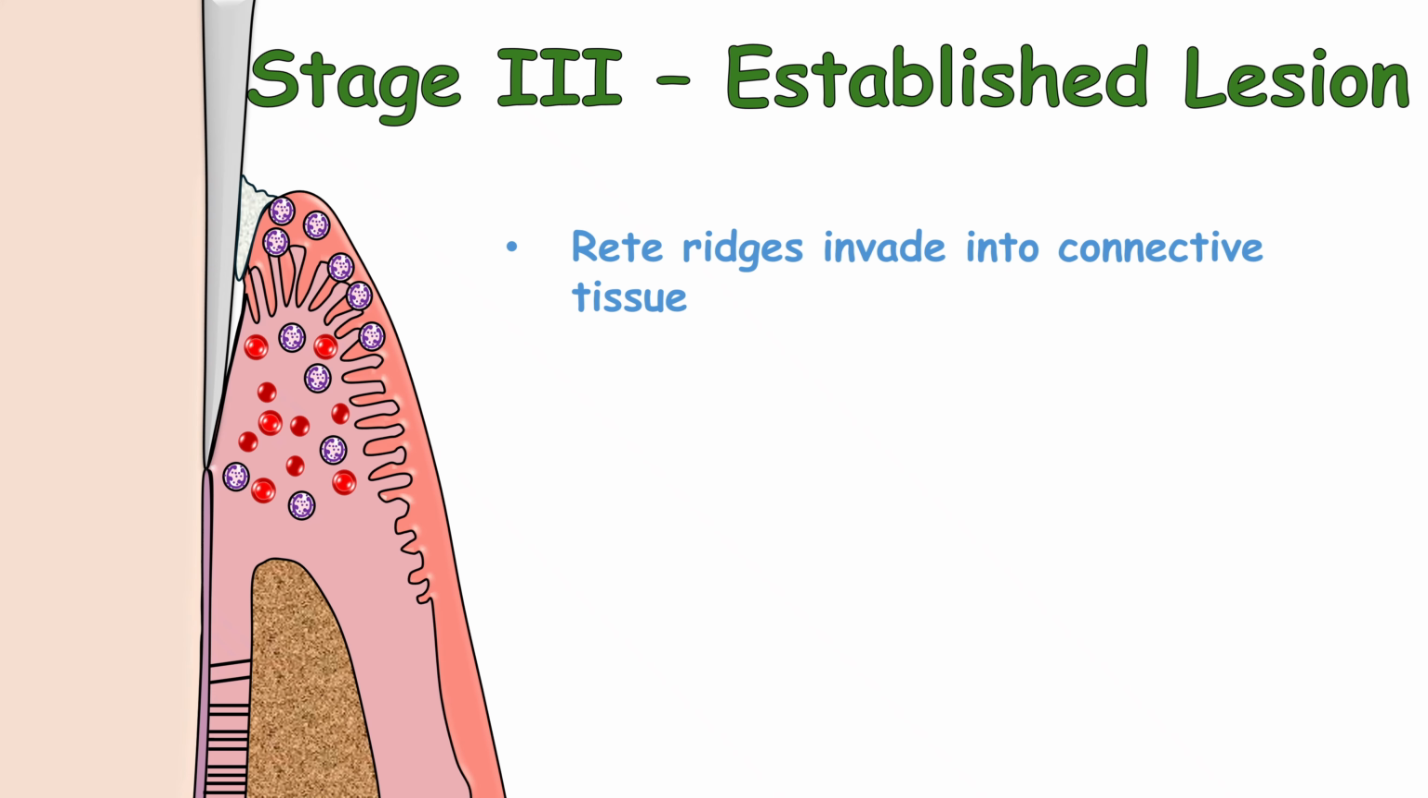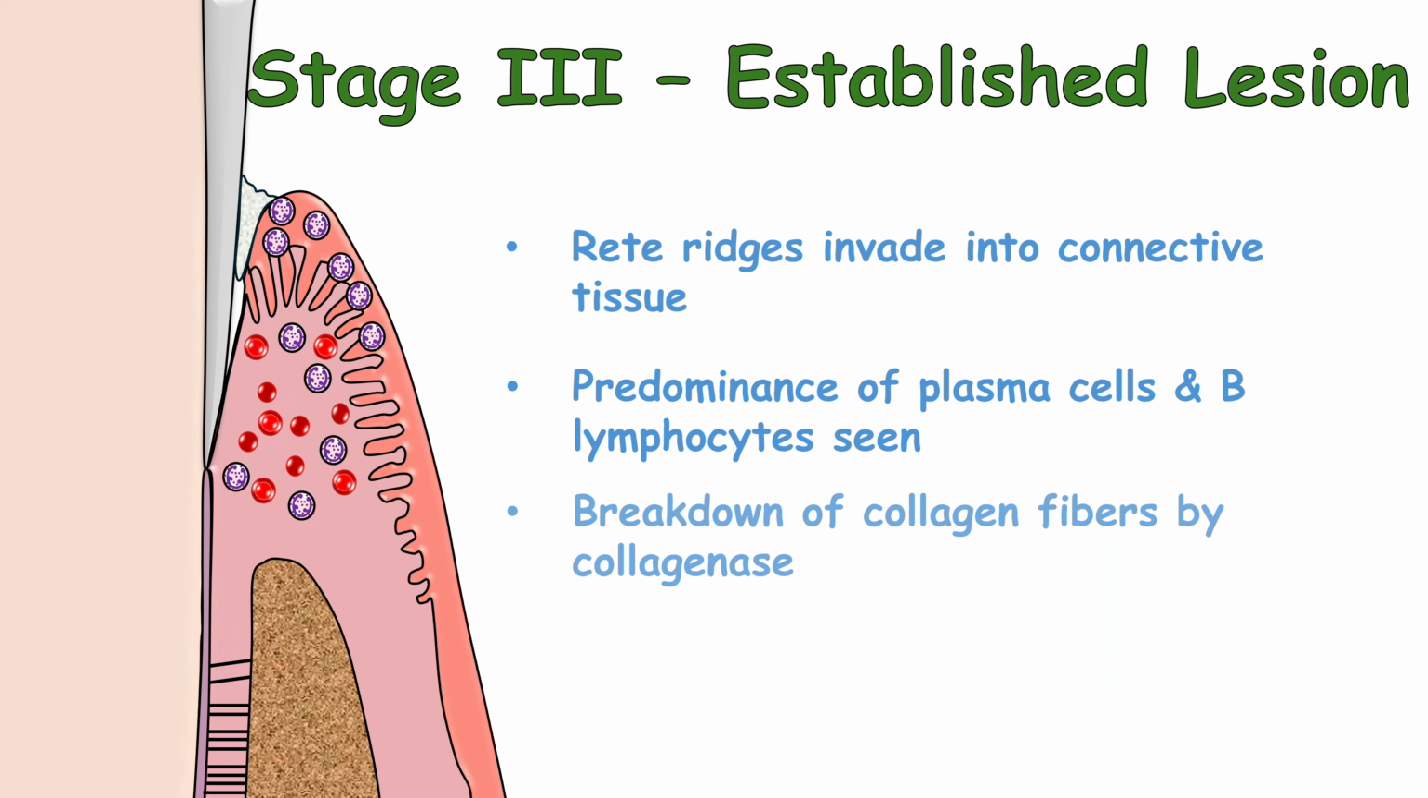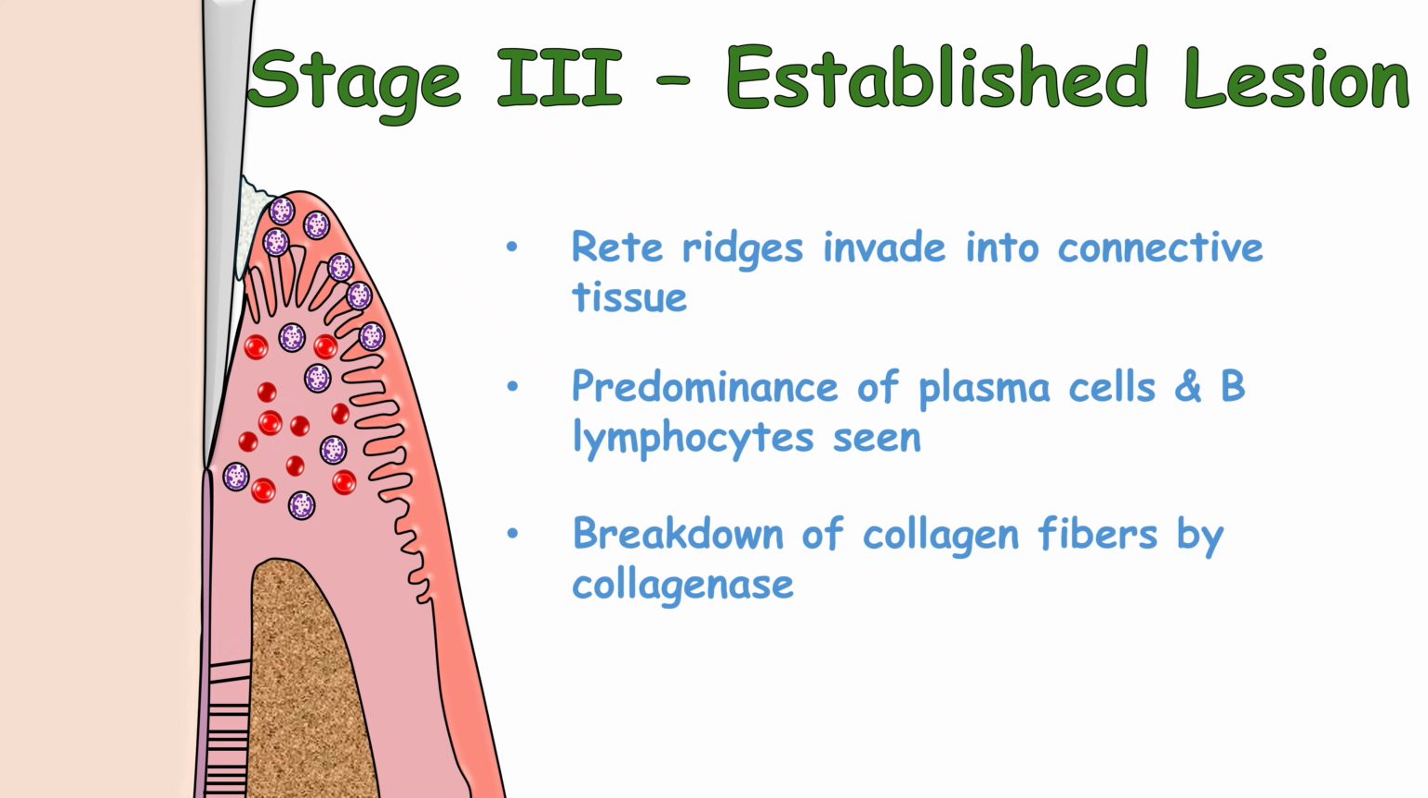Again, rete ridges invade into connective tissue. In this stage, there is predominance of plasma cells and B lymphocytes seen. The collagen is further broken down by collagenase, which is released by some bacteria and neutrophils.